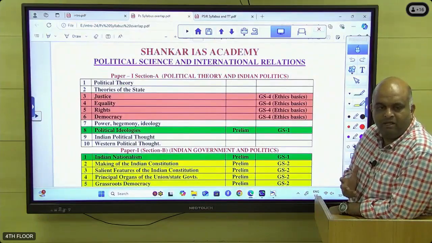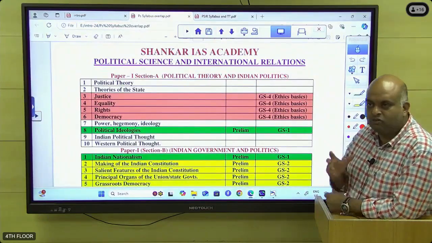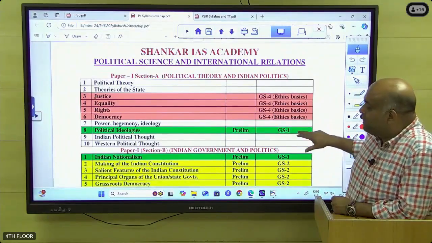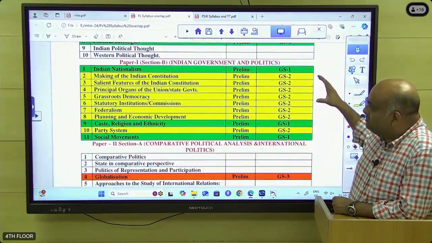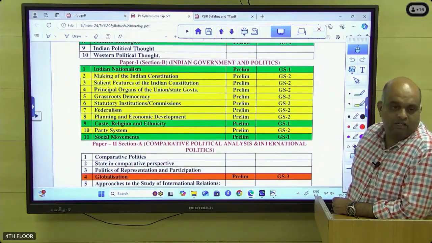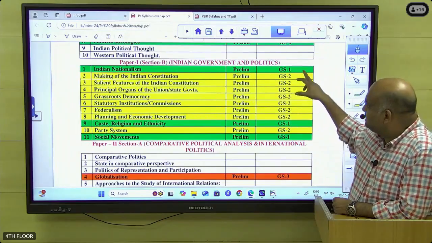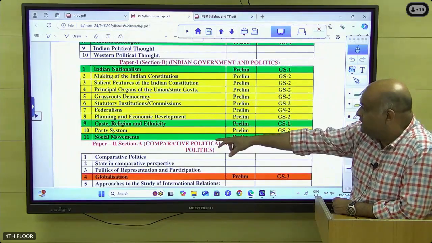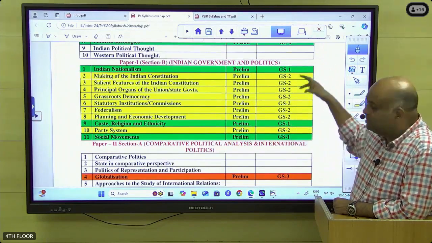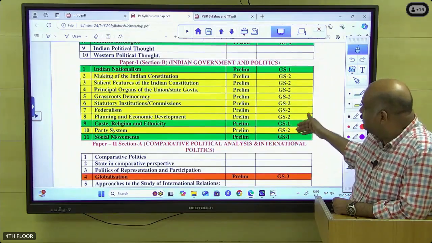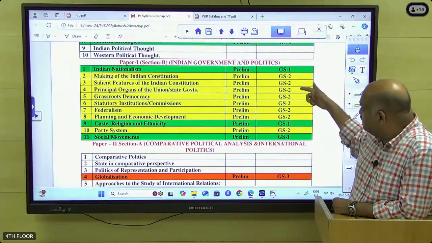Okay, so you know the fundamentals. So your thinking should be different. You should approach that particular issue from different angles. That you can easily do. And then paper 1, section B, 11 chapters are there. All are GS subjects only. In which Indian nationalism is GS1; caste, religion, ethnicity, the sociology, it will come. And then social movements also, in sociology it will come. So 3 chapters completely will come in GS. Remaining chapters, GS2.